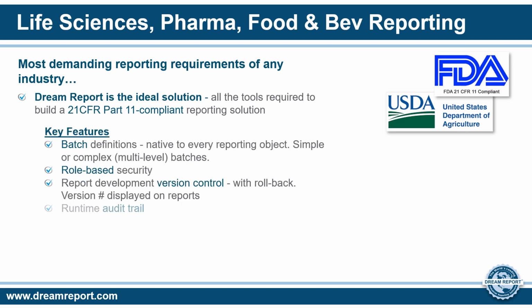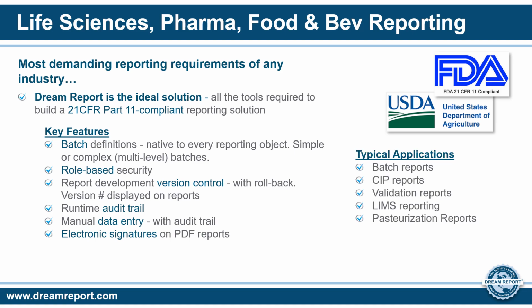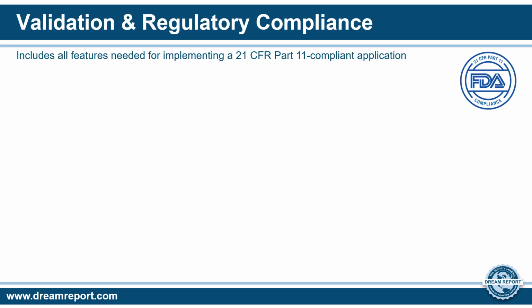So some of the key features that facilitate that: the concept of batch definitions, understanding what a batch is, role-based security, who can do what in different parts of the product, version control, audit trail, what's happening at runtime, manual data entry, again with audit trails, and the ability to require electronic signatures on your PDF reports. So the type of applications or reporting we see in this industry, obviously batch reports is a big one, CIP or clean in place, any kind of validation reporting, lab data, set point analysis, all of these are just great candidates for using Dream Report.